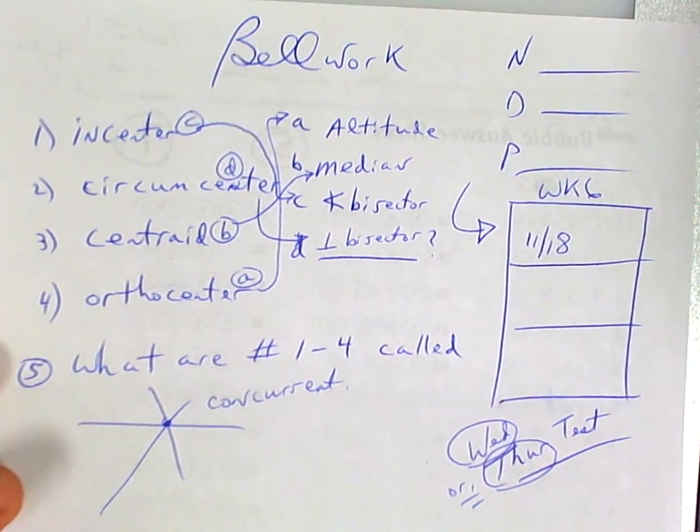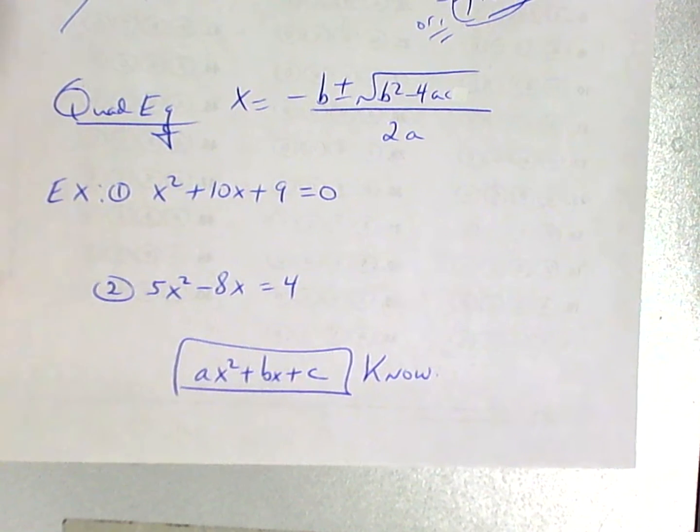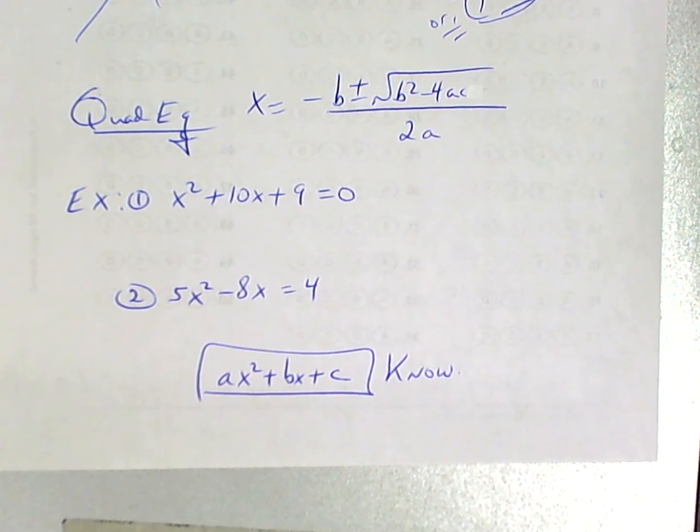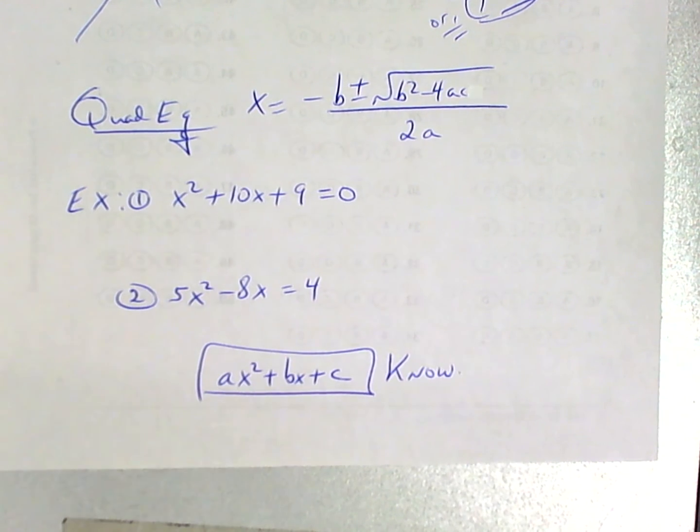Okay, put away your bell work. You will have the quadratic equation as part of your work on your test on Wednesday or Thursday. So let's take a look at it. First of all, I want you to memorize this equation. Okay, x equals negative b plus or minus the square root of b squared minus 4ac all divided by 2a. I want you to write it down 5 times tonight. Okay, that's part of your homework.